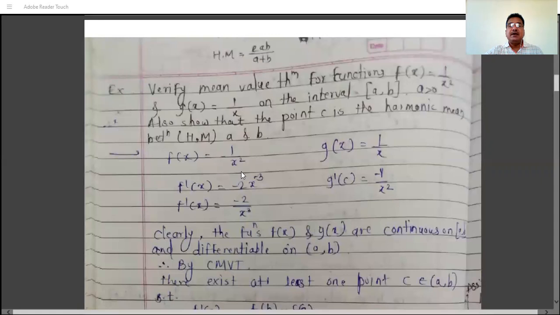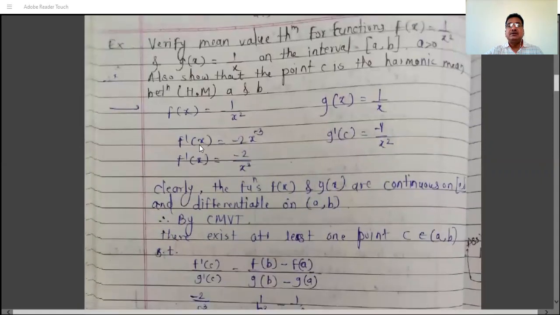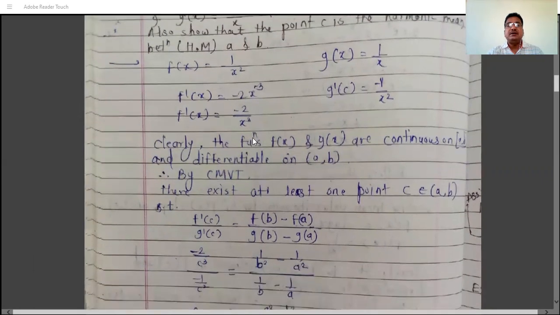So f(x) is 1/x² and g(x) is 1/x. Their derivatives: f'(x), 1/x² means x raised to minus 2, and by the rule for the derivative of x raised to n, it is n times x raised to n minus 1, so we get minus 2 x raised to minus 3. And g'(x) is minus 1/x², the derivative of 1/x. So f'(x) is minus 2/x³.